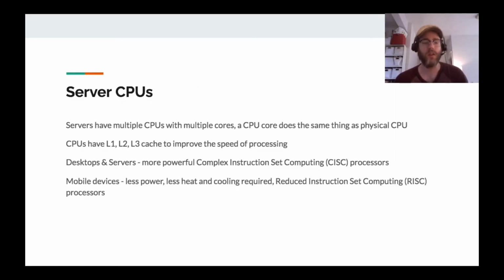Server CPUs. Servers usually have multiple CPUs with multiple cores. A CPU core basically does the same thing as having a physical CPU, instead of taking the space of having a physical CPU. CPUs use L1, L2, L3 caches. They use caches to improve the speed of processing, because otherwise, if you're having to read and write things out to RAM all the time, that takes time, whereas if you have a cache on the CPU, it's much faster. Your processing is much faster.